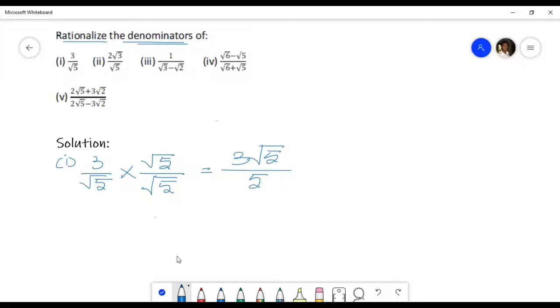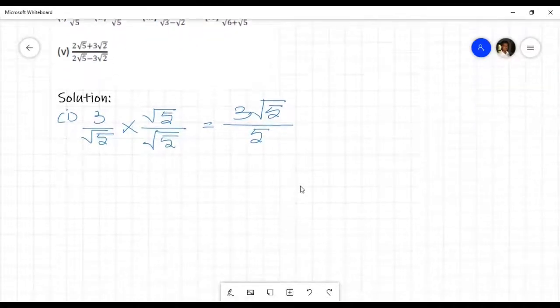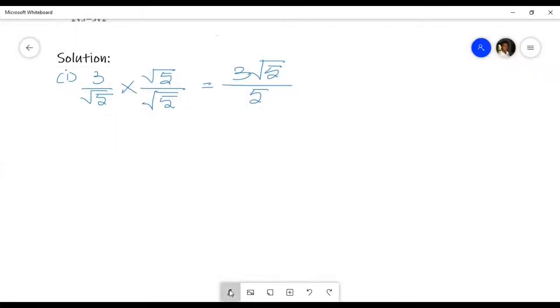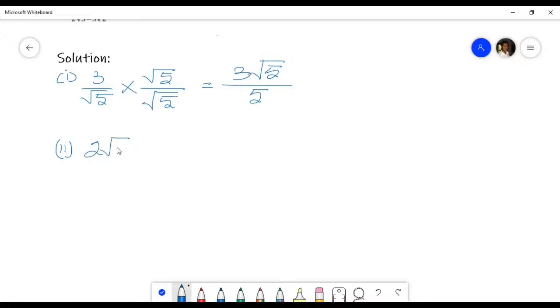We cannot make the conjugate, we cannot change the sign of the denominator. That's why we are just multiplying with root 5 and root 5 in the denominator. Why can't we change the sign? Because it's a radical. You have learned the rules before, so it should not be very hard to understand. Let's see the second question.